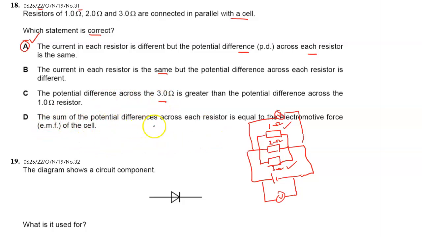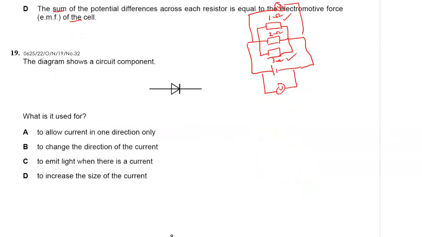The sum of the potential difference across each resistor is equal? No. If you add the sum, it will be 3 times the EMF of the cell. So those are not correct.